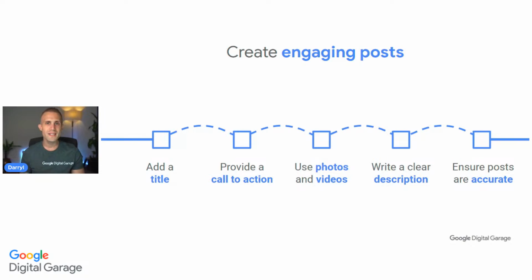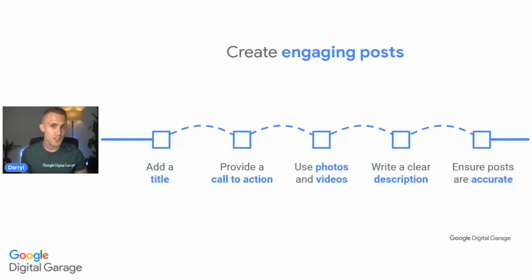So if you create engaging posts, add a title, which is very important. Maybe you've got an announcement. Maybe it's a huge launch. Maybe you've launched a new product. Maybe you've got a new service. Maybe you hired a new member of the team. Maybe you've opened another store. Now the list goes on, but make sure that's clear as day within the title.